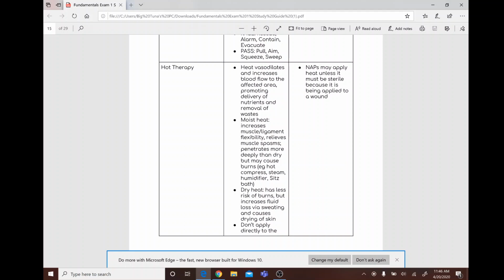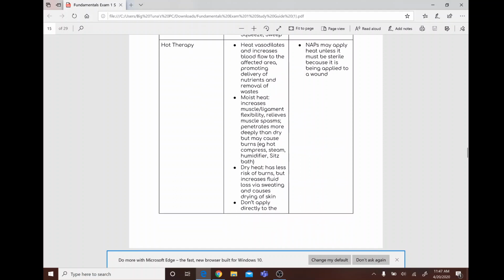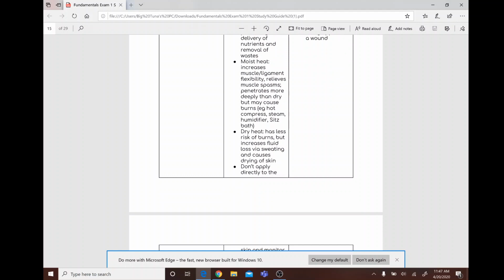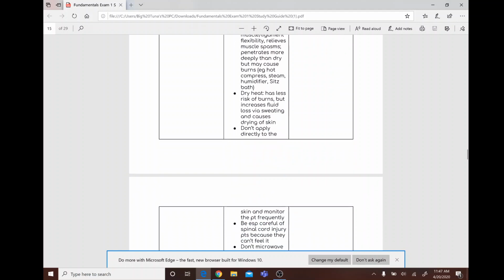What are some examples of moist heat? Hot compress, steam humidifier, and sitz bath. What is dry heat? Has less risk of burns but increases fluid loss via sweating and causes drying of skin.